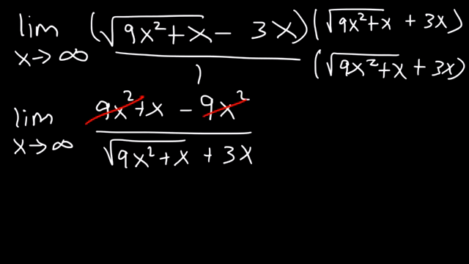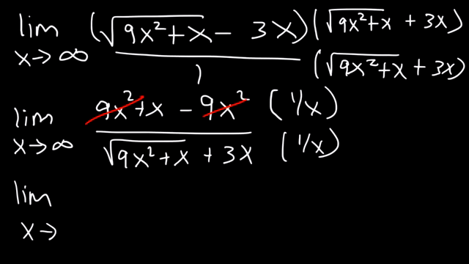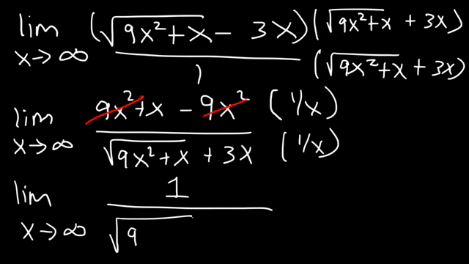So based on what remains, we're going to multiply the top and the bottom by 1 over x. So this is going to be the limit as x approaches infinity. X times 1 over x is 1. Now, inside the radical, we need to multiply it by 1 over x squared. 9x squared times 1 over x squared is going to be 9. X times 1 over x squared is going to be 1 over x. And 3x times 1 over x is just 3.